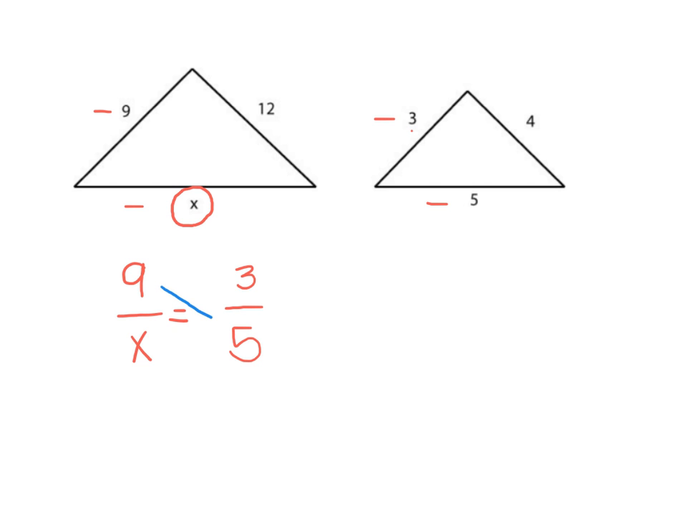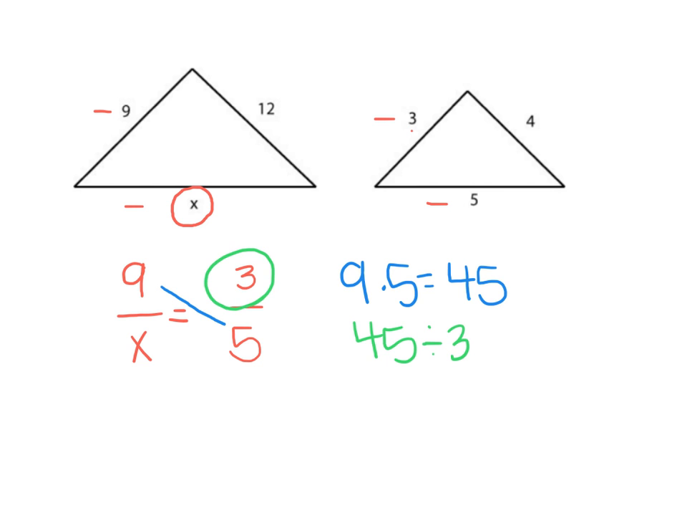The first thing I'm going to do is multiply 9 times 5. 9 times 5 gives me 45. Next, I will need to take the 45 and divide by 3. 45 divided by 3 is equal to 15, which means x equals 15.